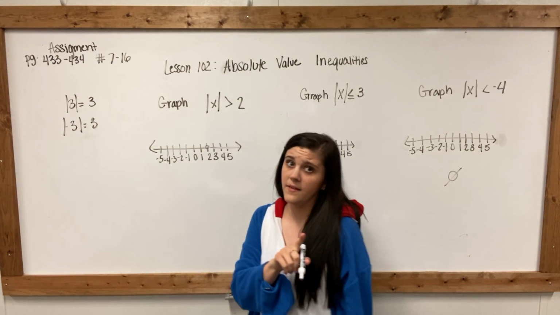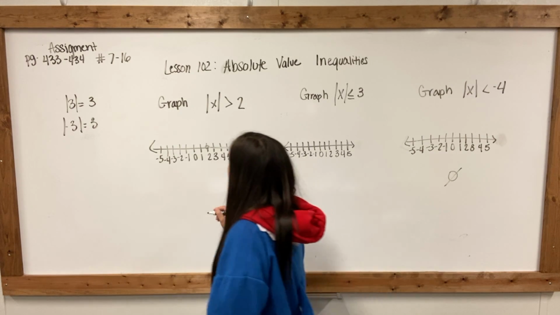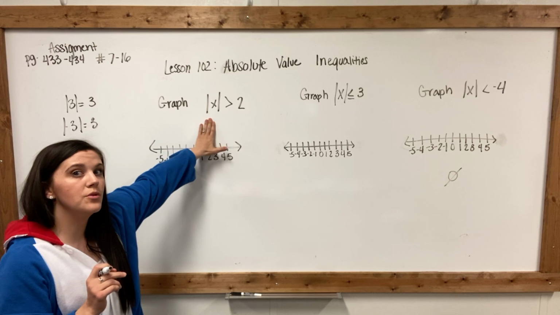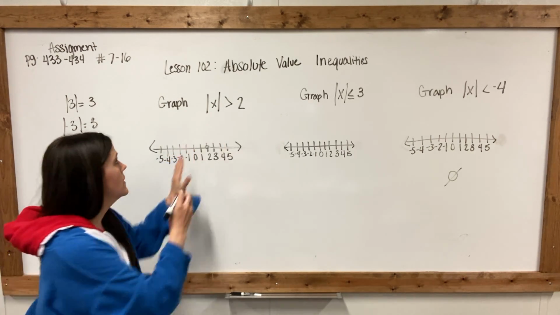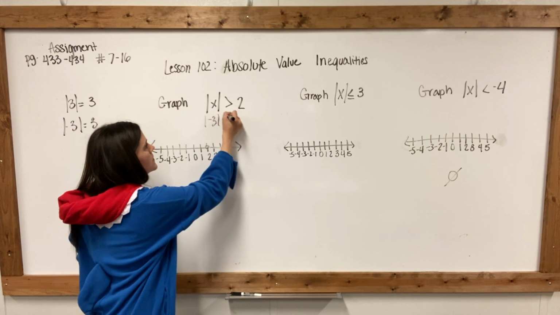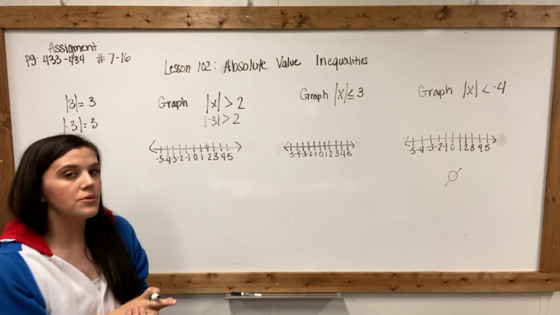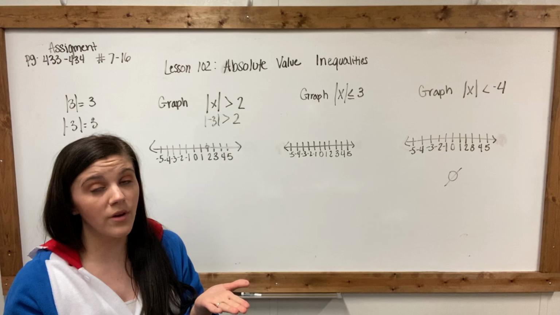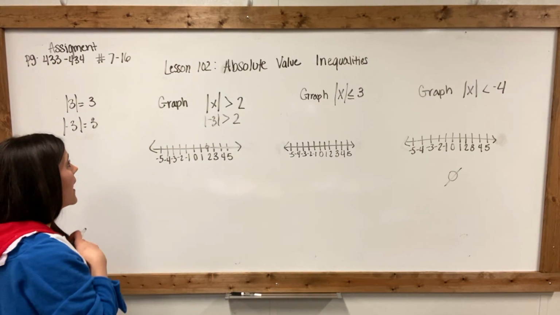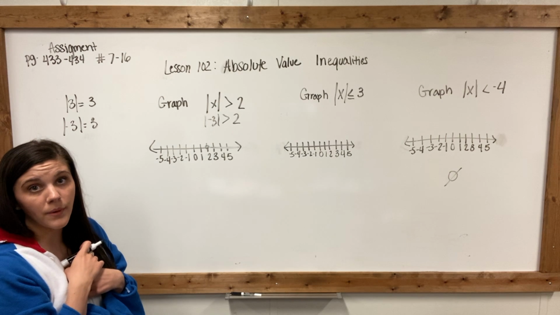Okay, but that's not it. We're not quite finished, right? Let's also look at if this was the absolute value of -3. So if we had -3 is greater than 2, well, the absolute value of -3 is +3. So I know that that would make that statement true, correct?